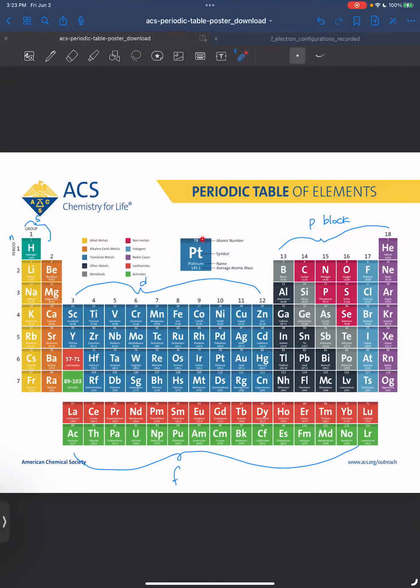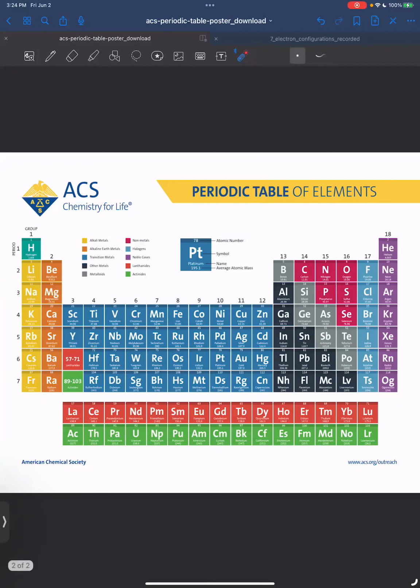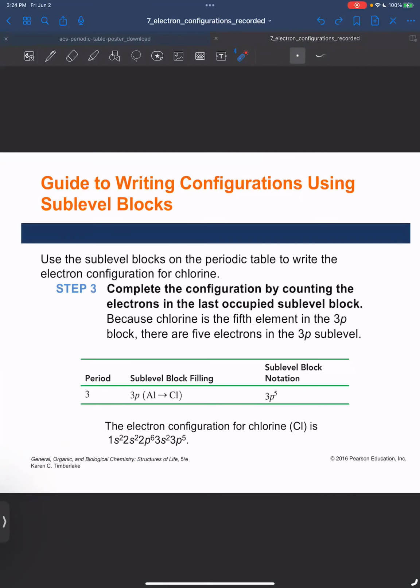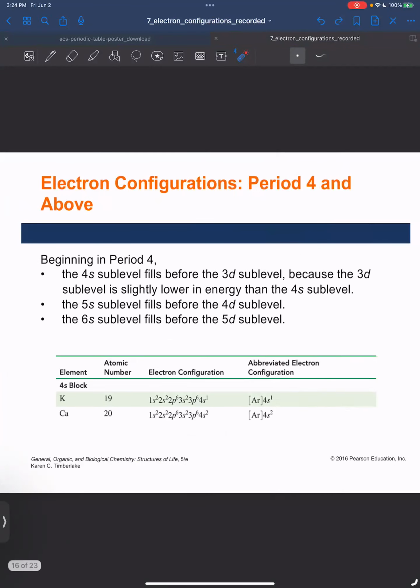So 1s2, 2s2, 2p6, 3s2, 3p, 1, 2, 3, 4, 5, 3p5. All right.